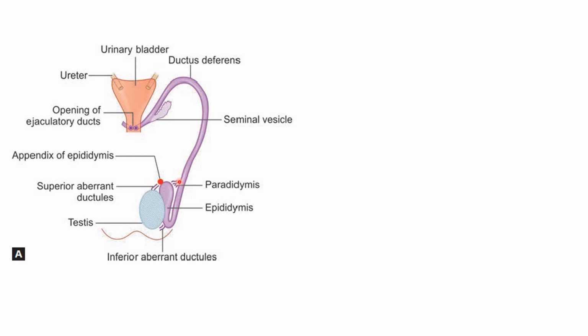So we have three sets of remnants: superior aberrant ductules or epigenital tubules. They are connected to the testis alone. Inferior aberrant ductules, they will be connected to epididymis alone, and paradidymis, which is present between the testis and epididymis, but is not connected to any of them. Moving on, now we are going to see the fate of mesonephric ducts and tubules in the female.